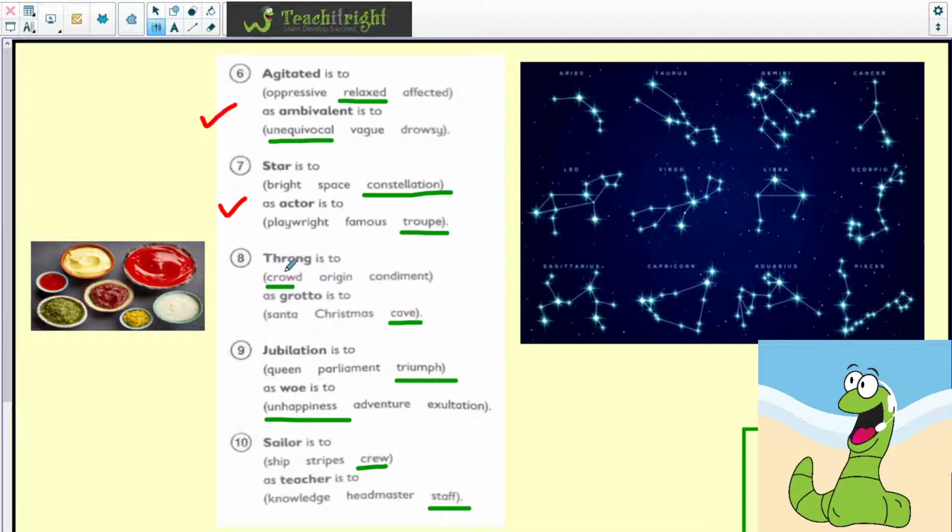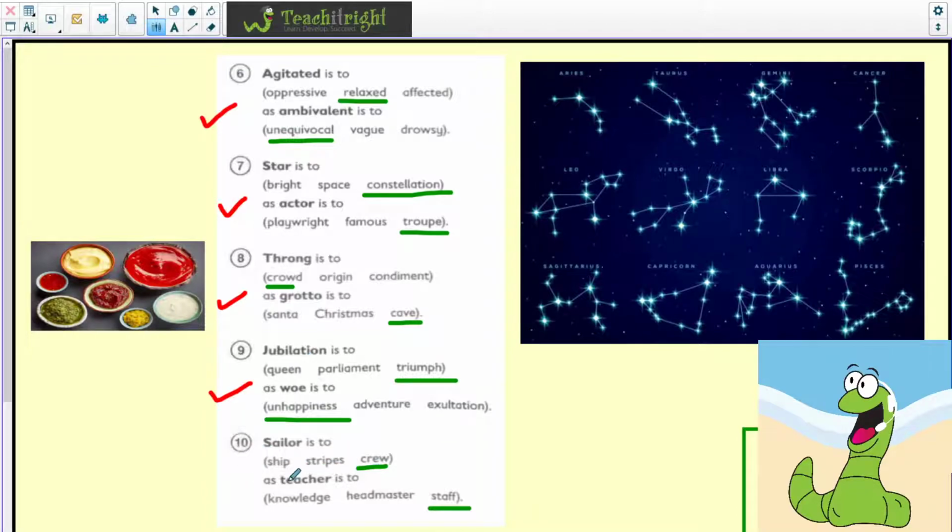Throng is to crowd. So if you have a throng of people, you have a lot of people, a big crowd. As grotto is to cave. Jubilation is to triumph, as woe is to unhappiness. So these words are synonyms again. If you didn't know what jubilation meant, put it in your word and meaning book. To be jubilant, to be really triumphant, to be happy.